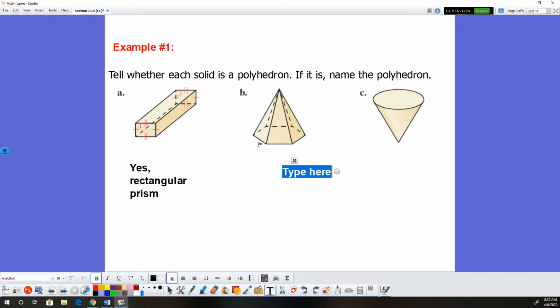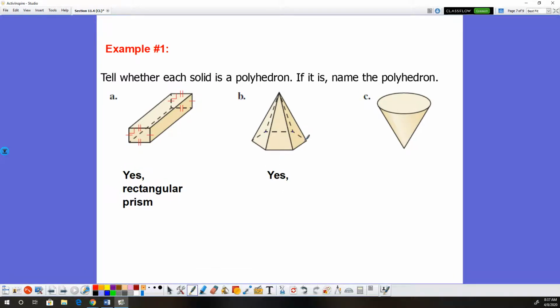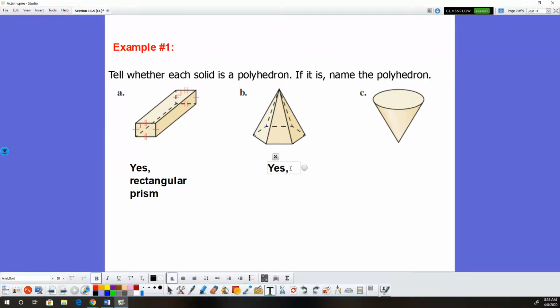This is also a polyhedron, and the reason it's a polyhedron is it has all polygons. This is a pyramid, though, because it goes up to a point. And pyramids are still named according to their base. So this base has how many sides? 1, 2, 3, 4, 5, 6. So it's a six-sided base, so it's a hexagonal base. So I would say this is a hexagonal pyramid. Yes, it's a hexagonal pyramid.